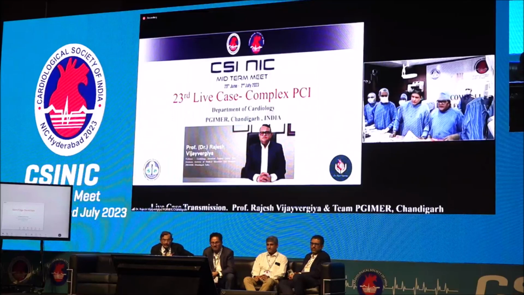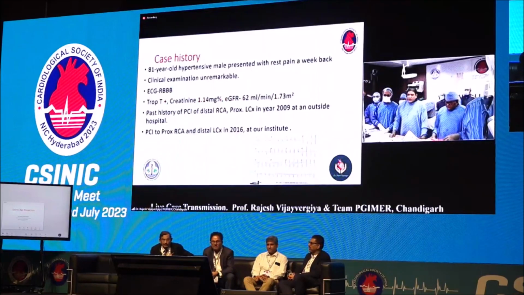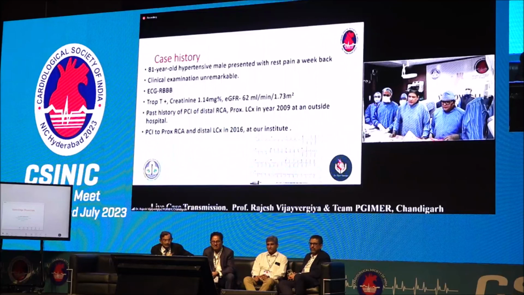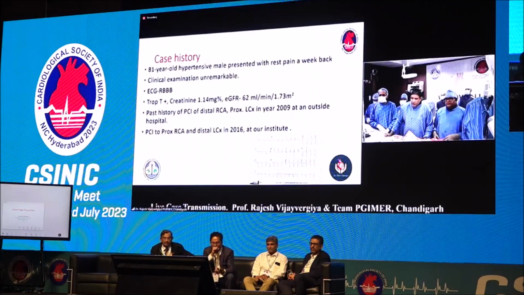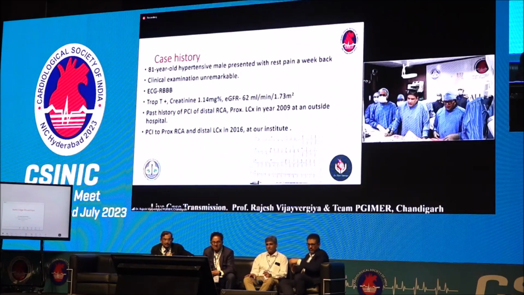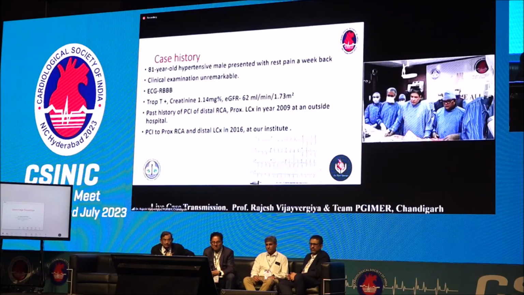Okay, Dr. Basant, next slide please. So here is the case. An 81-year-old hypertensive male presented with rest angina a week back. The clinical examination was unremarkable and ECG was showing, you can see here, RBBB, and Trop-T was positive. Creatinine was 1.14 milligram per deciliter and eGFR was 62 ml per minute per 1.73 meter square. He has a significant past history of PCI: distal RCA and proximal LCX were done in 2009 at another hospital, and PCI to the proximal RCA and the distal LCX in 2016 in our hospital.